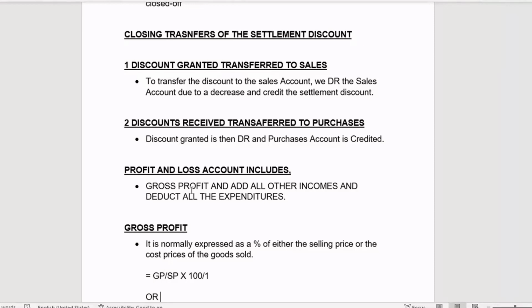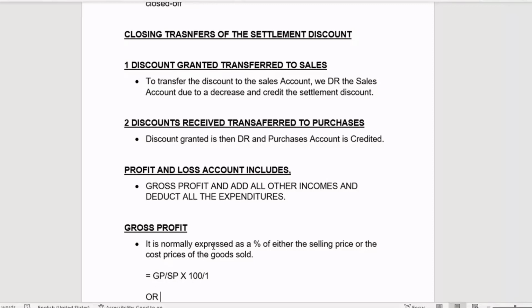Right, let's look at the discounts received that are transferred to purchases. It happens when you are purchasing goods and being granted a discount, where we debit the discount and the purchases account is credited. Purchases, you know, is normally an expenditure. It increases on the debit side and decreases on the credit side. But because we're dealing with the closing transfers of this nominal account, it's going through the opposite side. The profit and loss account includes gross profit, add all other incomes, and then you deduct all of the expenditure. Your final figure there will be the profit or the loss.